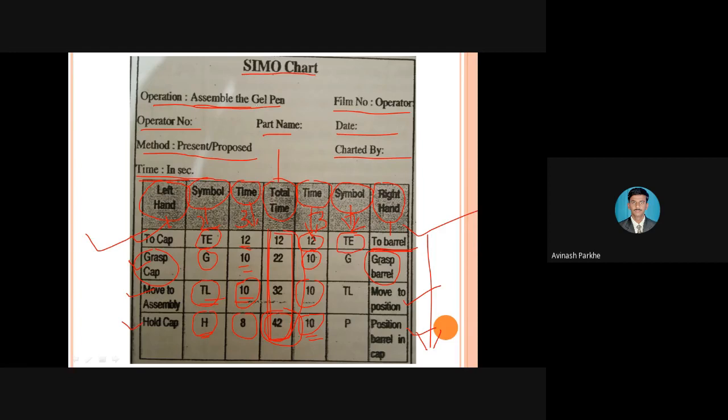So this is the basic application of micro motion study. Okay, so please keep in mind, whatever repetitive movements are taking place during the assembly of the gel pen, those repetitive movements are represented by using this particular Simo chart. In addition to that, whatever time is required for the left hand and the right hand, that timing is also represented by using this particular chart. In addition to that, whatever movements we are performing, maybe left hand and right hand, all the movements can be represented by using one of the symbols.